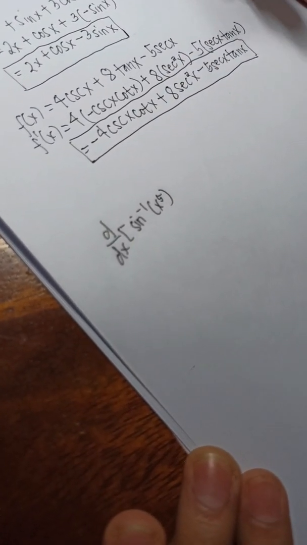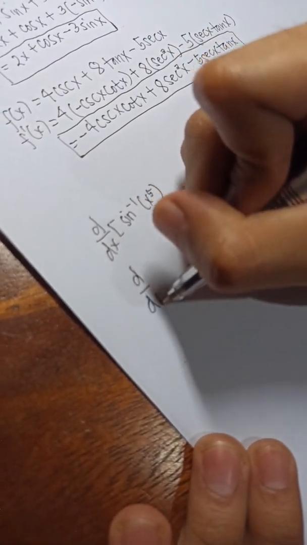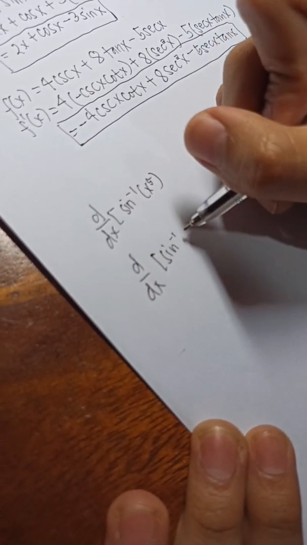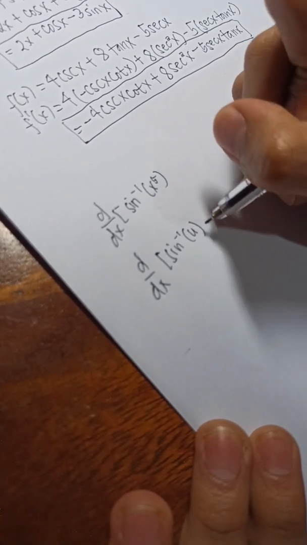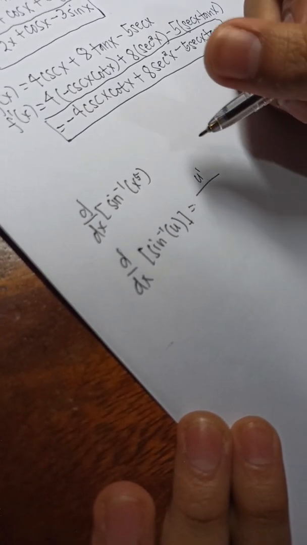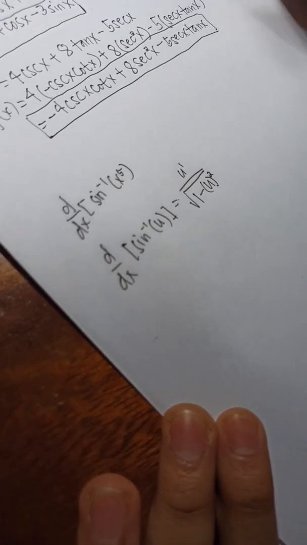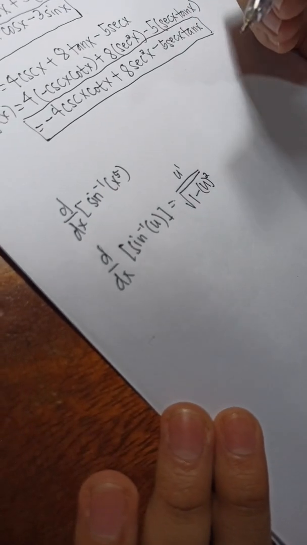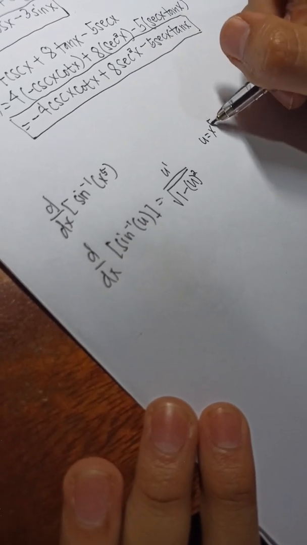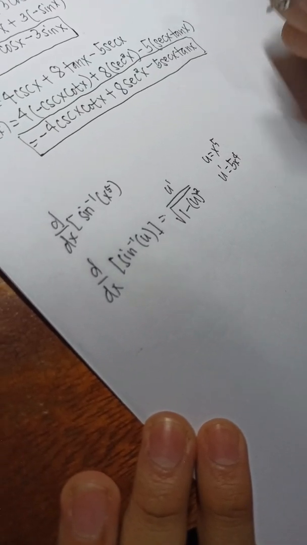So to solve this, we need to use the trigonometric identity, which is d over dx of sine raised to negative 1 of u is equal to u prime over the square root of 1 minus u squared. So identifying our u and u prime, u is equal to x raised to 5, and u prime would be 5x raised to 4.